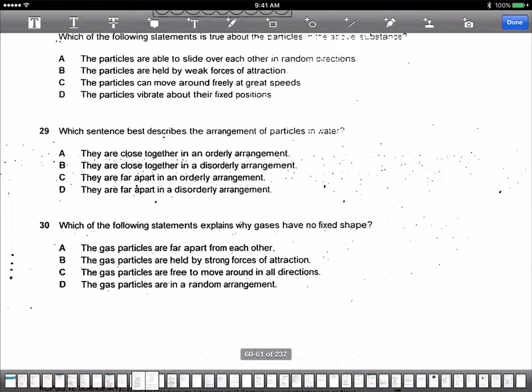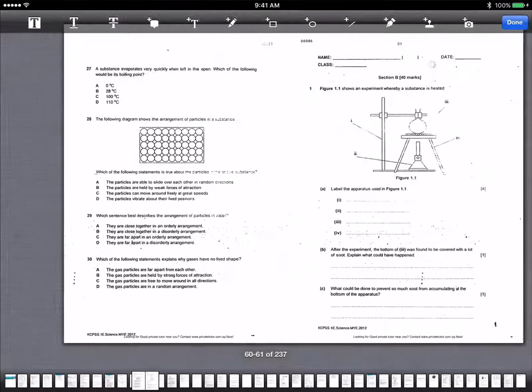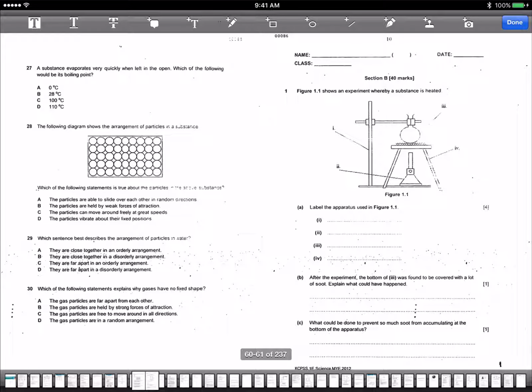Which of the following explains why gases have no fixed shape? C. They are free to move around in all directions. So to be able to do this, you need to know the three different types: solid, liquid, gas, and how the particles behave in each one of them. Alright? So that's it. I'm going to stop here for today.